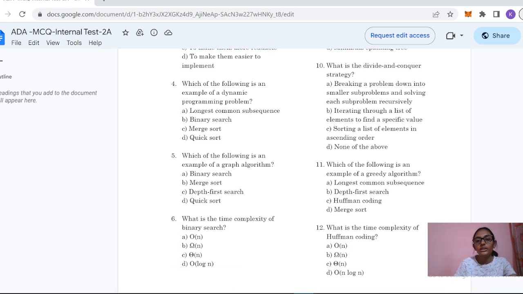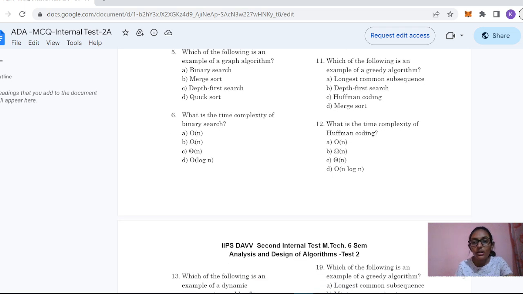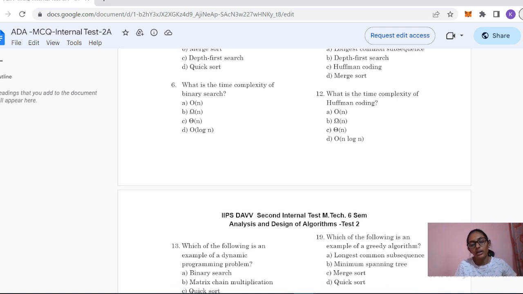What is the divide and conquer strategy? The answer is option A, breaking a problem down into smaller sub problems and solving each sub problem recursively. Which of the following is an example of a greedy algorithm? The answer is C, that is Huffman coding. What is the time complexity of Huffman coding? The answer is option D, order of n log n.